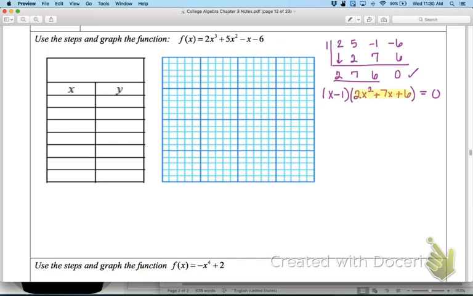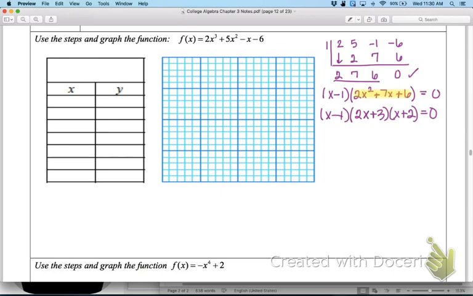Now let's look at this, since this is a quadratic, and see if this is factorable. And it turns out it is. We get 2x + 3 and x + 2. If you need some help on factoring, you'll need to find another video there. I'm trying to keep it short for you guys.